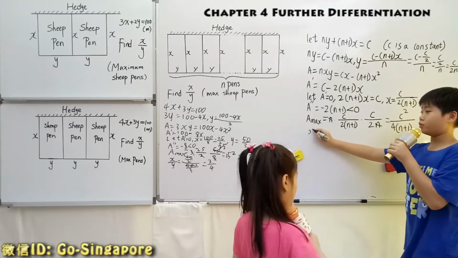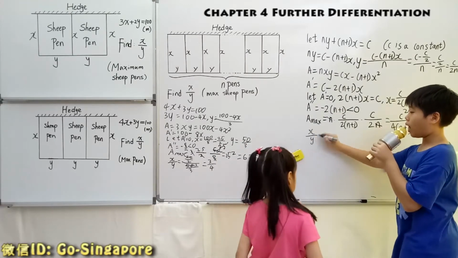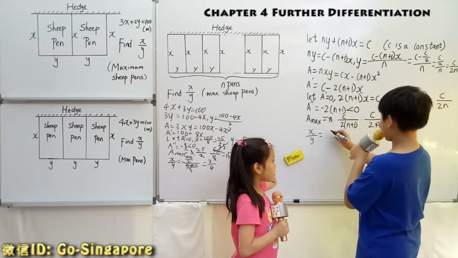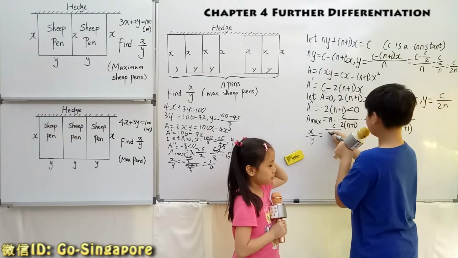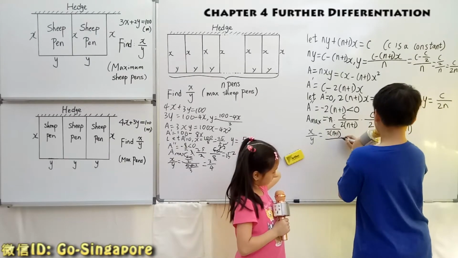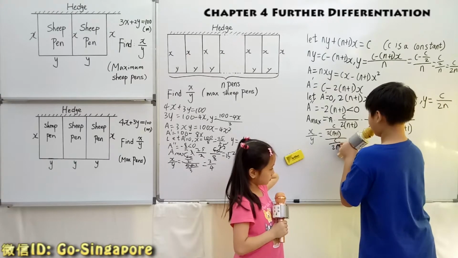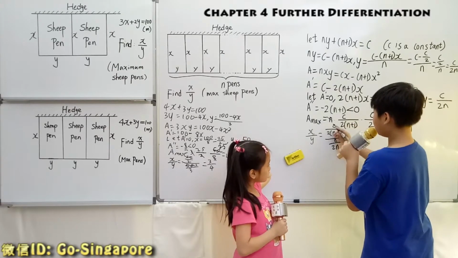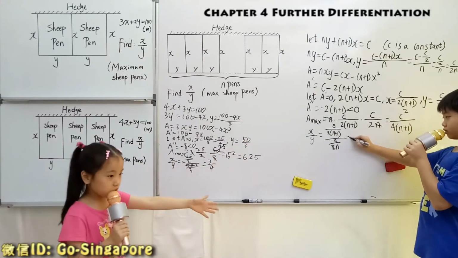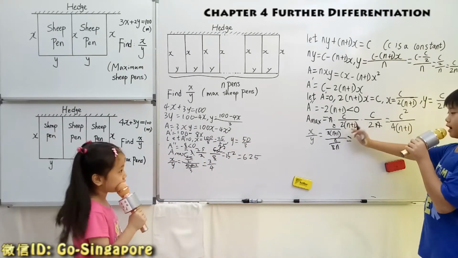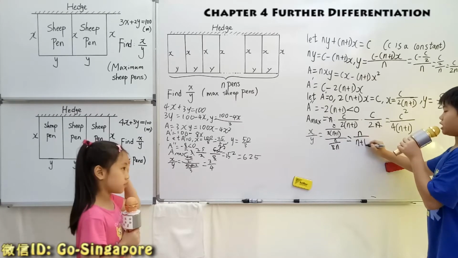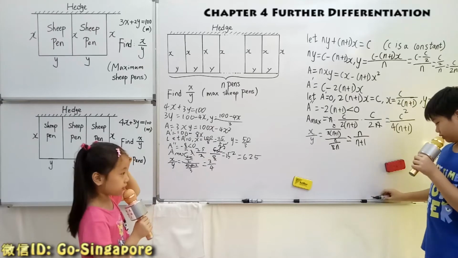Then you'll find what is x over y. Correct? Yes. So this is actually c over 2 bracket n plus 1, and here you need to divide by c over 2n. C and c can cancel. These 2 and 2 can cancel, right? Okay. So here, this flips up, this comes down, which is n over n plus 1. Okay. Do you understand this?